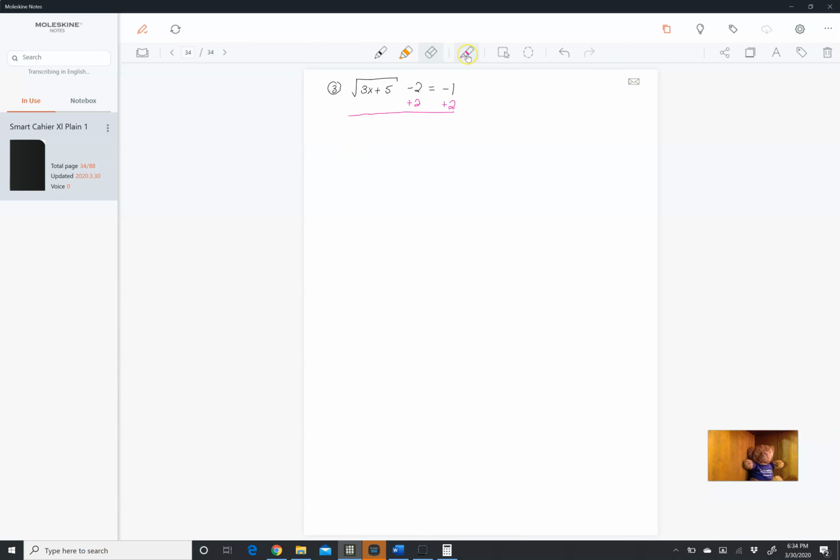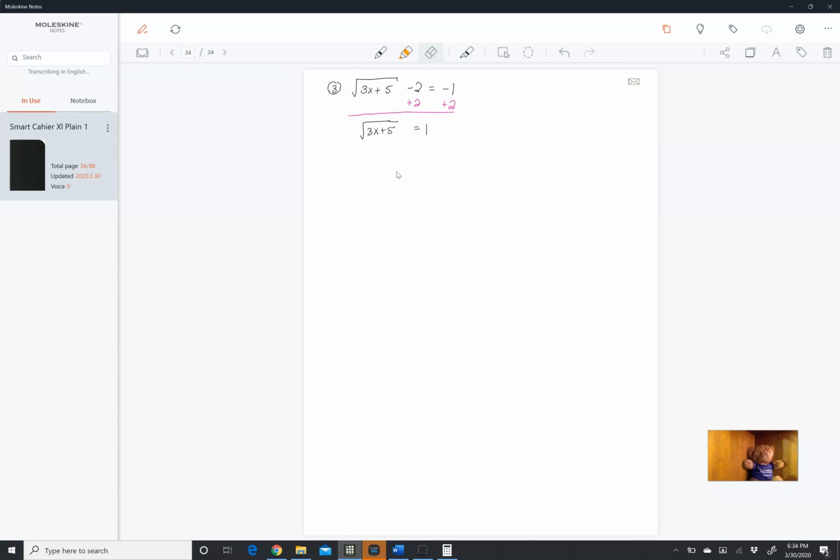And that's going to give us the square root of 3x plus 5 equals 1. And notice we get that the square root of 3x plus 5 is equal to a positive number. So we've isolated the radical, but in addition, when we square it, we're squaring a positive number. So we're not actually changing the sign of our number when we square it.